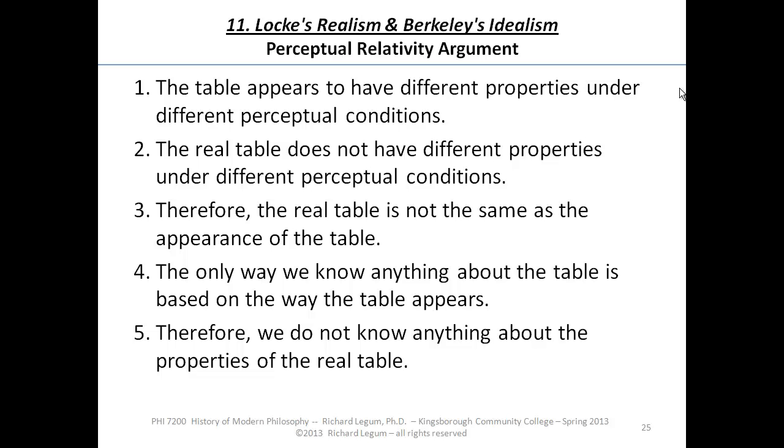From 3 and 4, we're led to the conclusion that we don't know anything about the properties of the real table. So maybe we know something, but we don't know what the real table is, because what we're seeing isn't the real table. And this is kind of a big problem for Locke's theory.